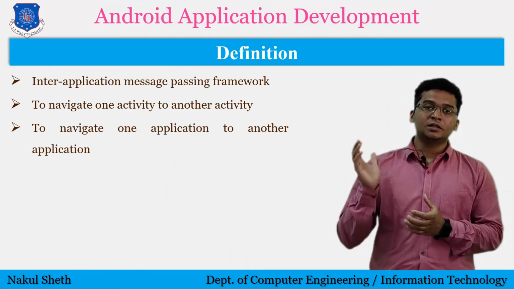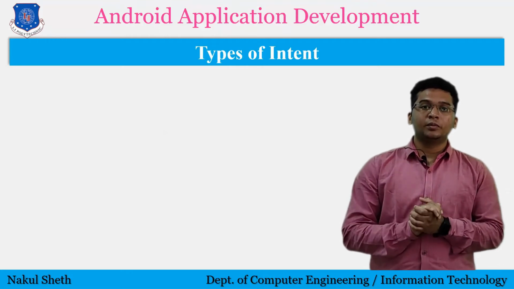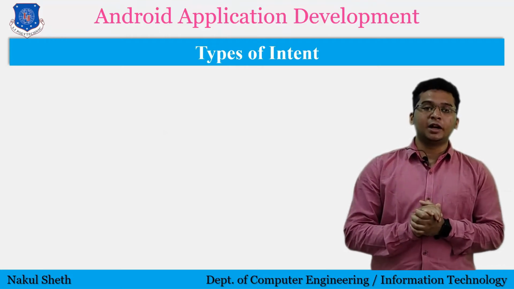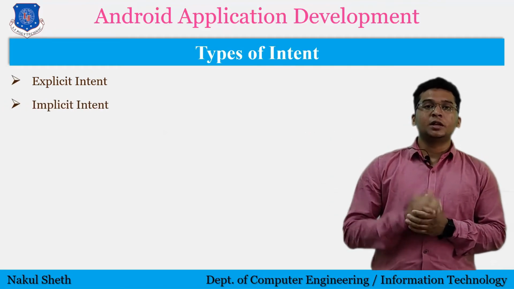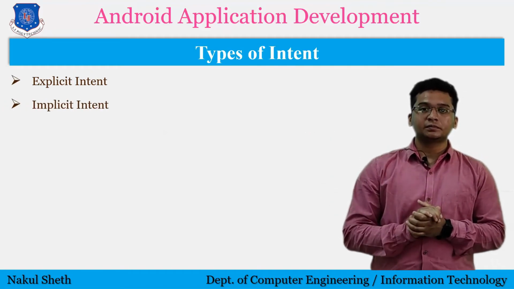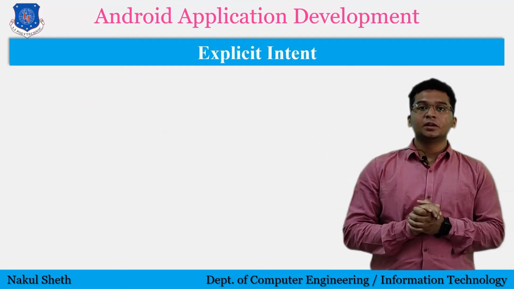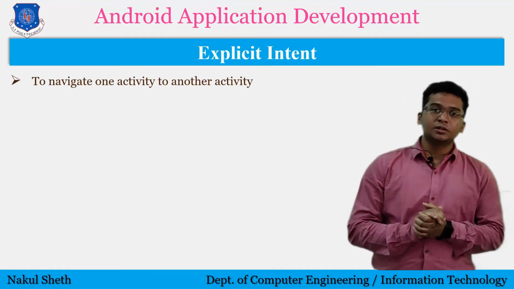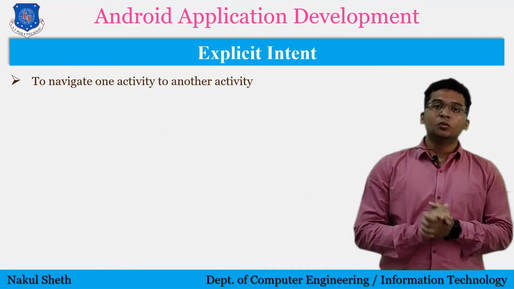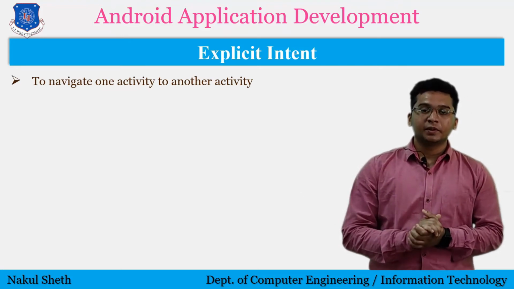So let us start with its types. There are two different types of intent in Android. First is explicit intent and another one is implicit intent. So let us start with explicit intent. Explicit intent is used in Android to move from one activity to another activity.